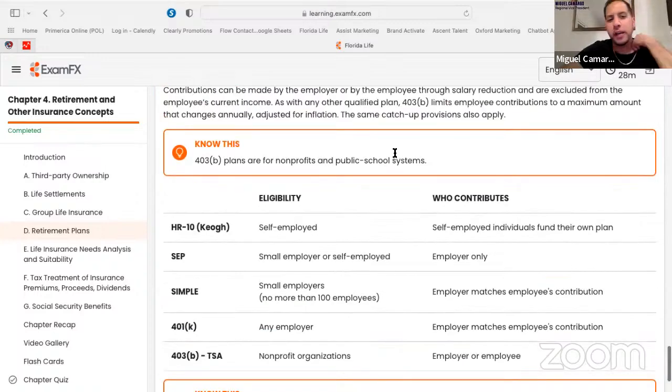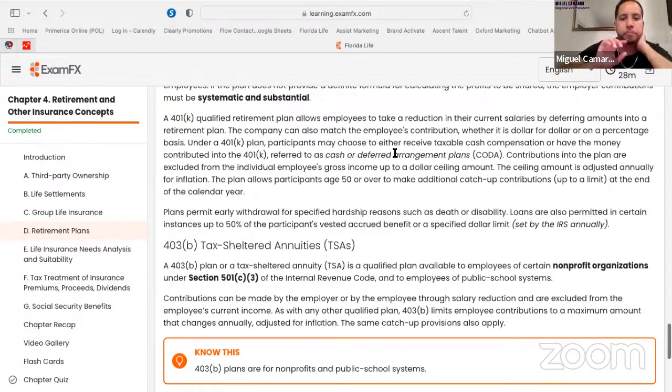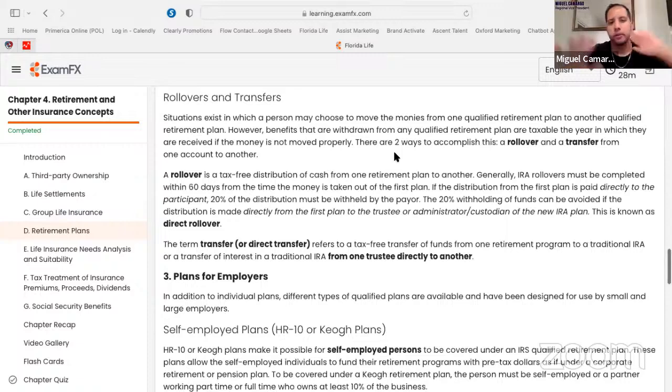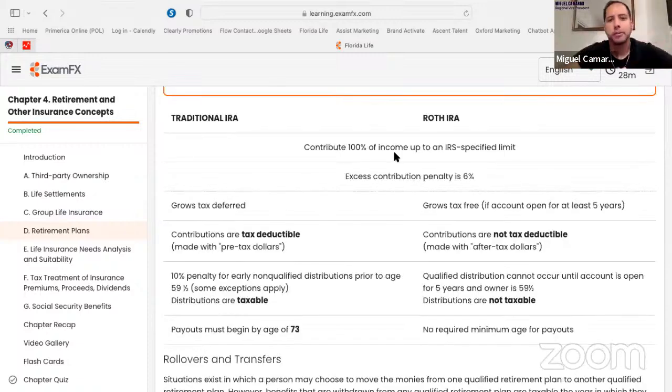Okay, so that's all we need to know about those specific retirement accounts. Now there's one more bar we're going to write down right here: Traditional versus Roth IRA.